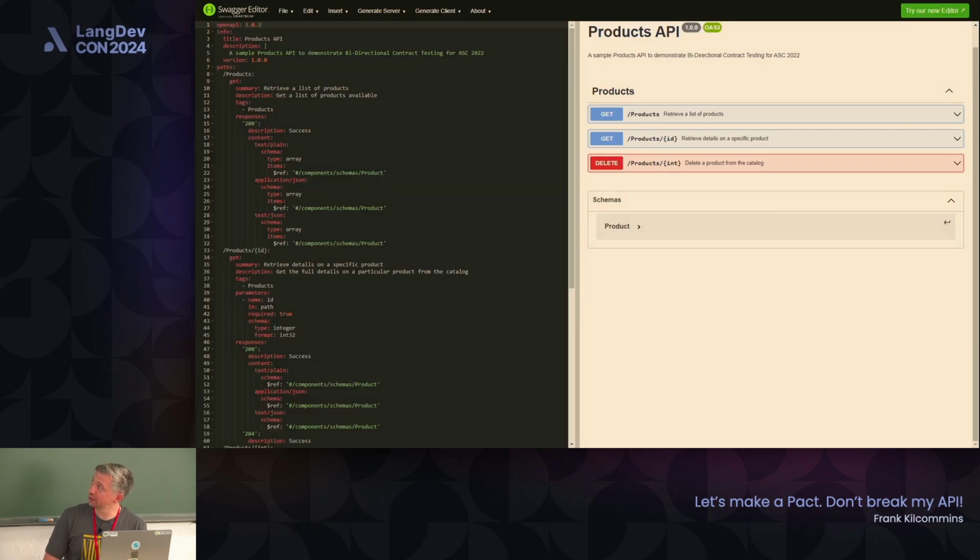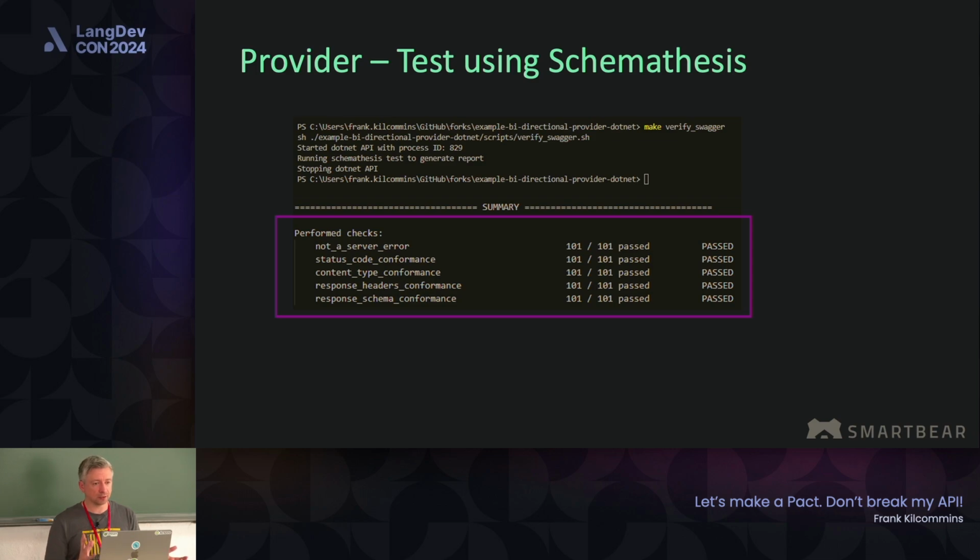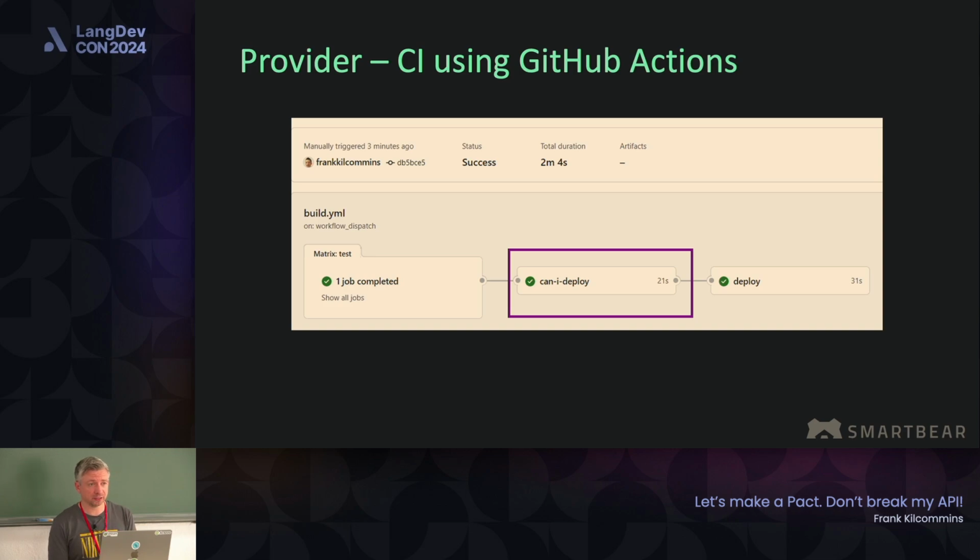So a very, very simple products API with 3 endpoints for get products, get product details, and then deleting a product. So I've created the code for that. I've then run tests using Schema Thesis to prove that I have implemented everything I've promised to implement in that API design. And then I have my provider CI. So a very simple GitHub action that grabs the code, compiles it, asks the question against the broker, hey, can I deploy this thing? And then if all is good, it will deploy.